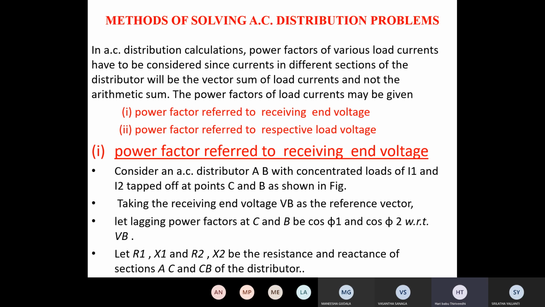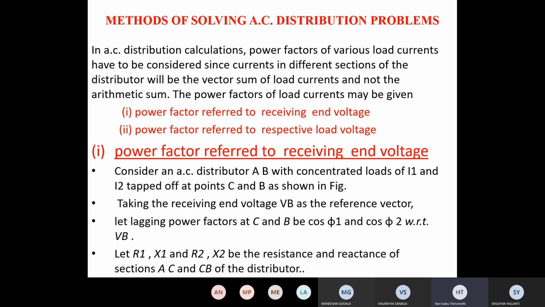Next one is problematic, but this derivation is also very important: methods of solving AC distribution problems. Power factor referred to receiving end voltage, and power factor referred to load voltages. The same topic may appear again in the 4th unit. In the 4th unit, the topic name is manual calculation of AC distribution system. Here it is methods of solving AC distribution problems. Both are the same, ditto. We have to learn this topic in this unit, so that it may be utilized in the 4th unit also.